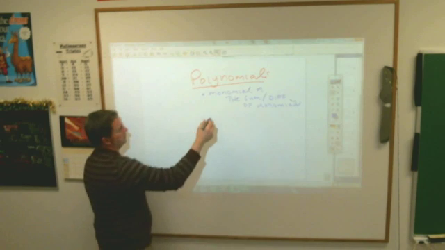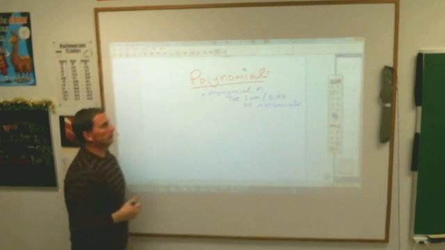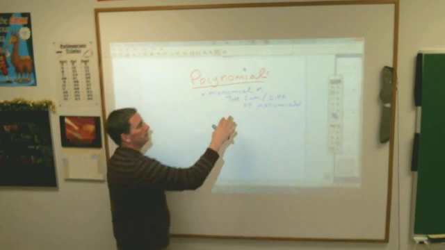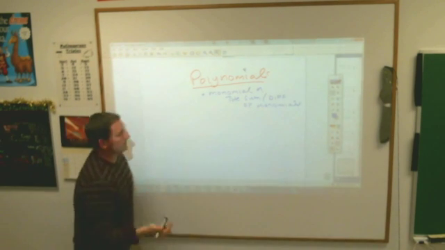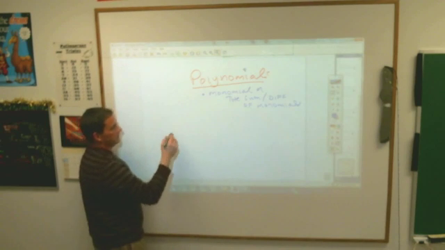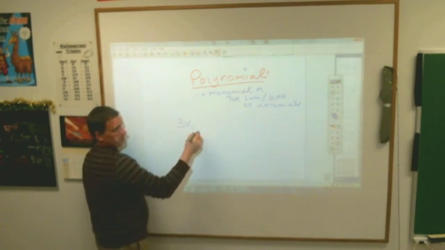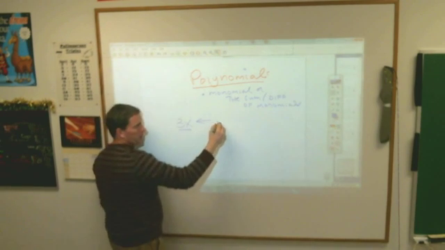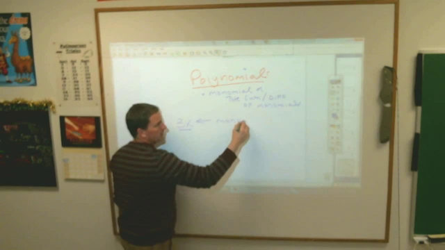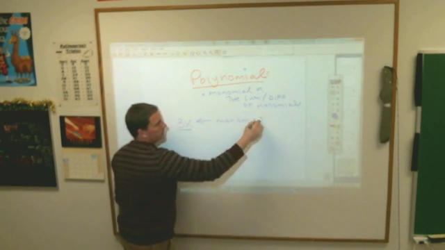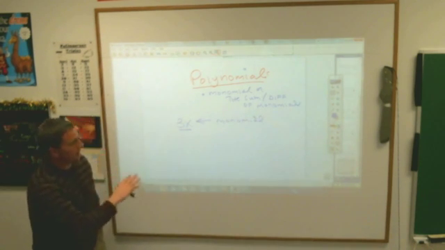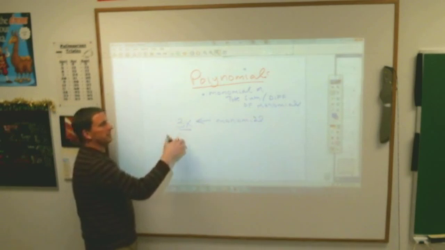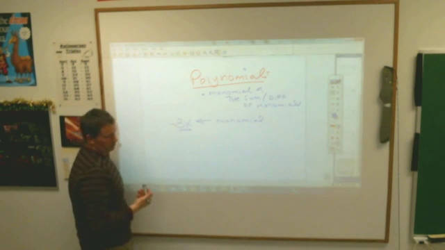A polynomial, which you've been working with forever, is nothing more than either a monomial, which is a single term, or the sum or difference of monomials. Here's the example. 3x, that's a one-term thing. That's what we call a monomial. It's one expression, it doesn't have any addition or subtraction signs. I could put a minus in front of it, it's still a monomial.